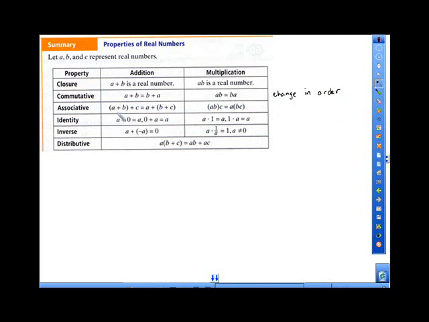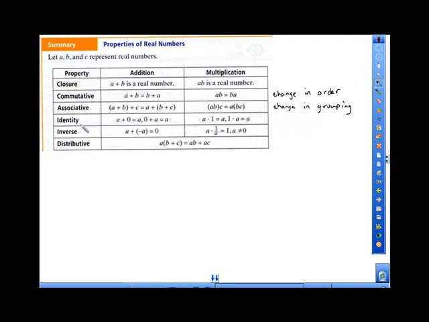Over here, the associative property, just remember there's a change in grouping. So over here we have a plus b in parentheses, then over here we have b plus c in the parentheses. So what was inside the parentheses changed. That's a change in grouping. Over here we're multiplying a and b first, then on the right side we're multiplying b and c instead. So there's a change in grouping. That's the associative property. Just be careful, just because you see parentheses doesn't mean it's the associative property.